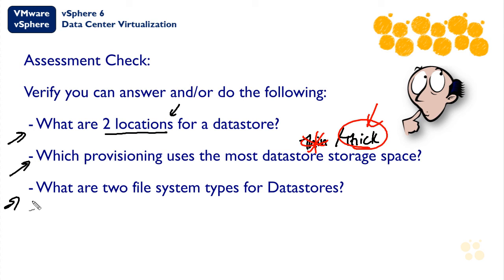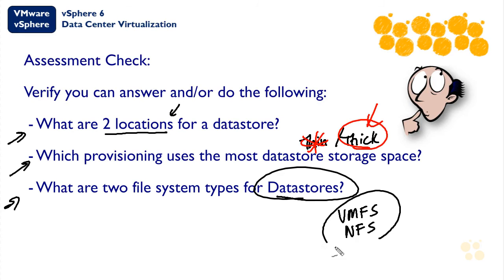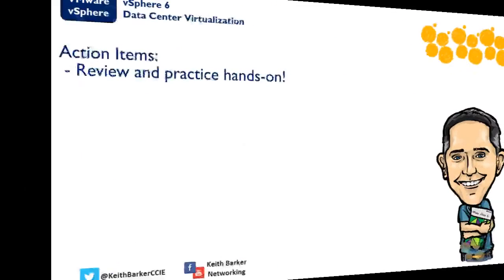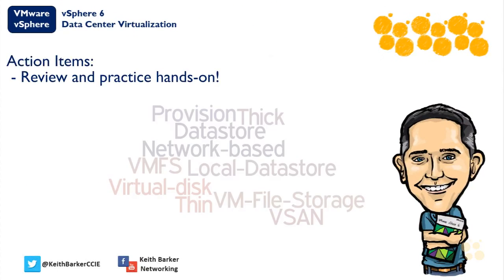Question number 3, what are 2 file system types for data stores? And VMFS is certainly one of them, and NFS is the other. So whether the data store is local or it's network based, it's going to be one of these 2 types regarding the file system. Your action items for this nugget are as follows.